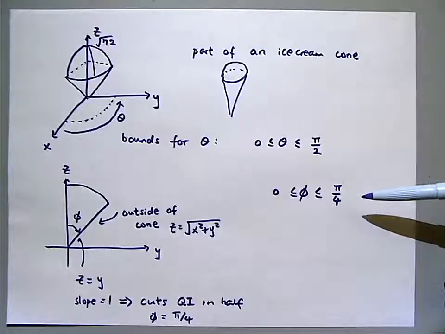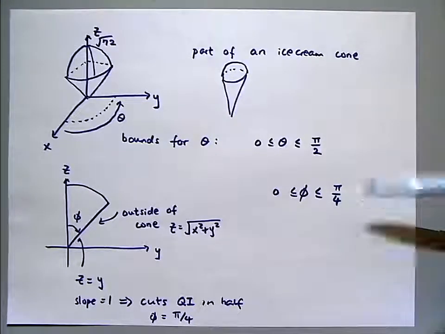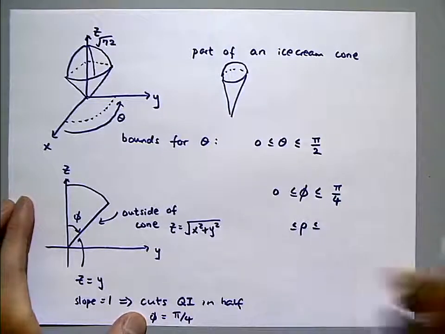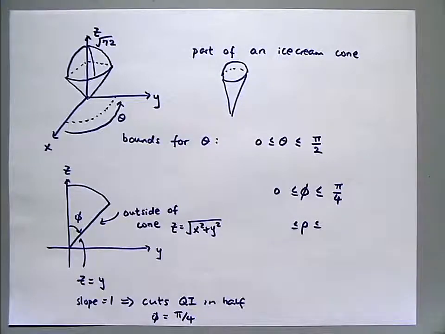Okay, does that make sense? Okay, last one here. What about rho? How do you think rho will be bounded? Where do we start? What's the lower bound of rho?